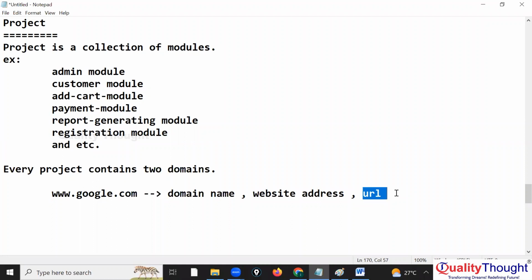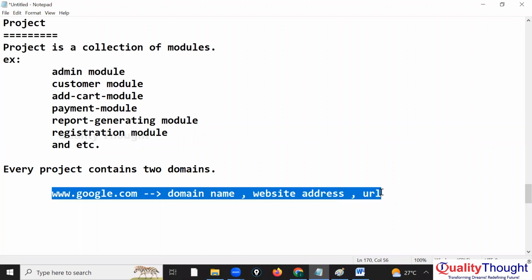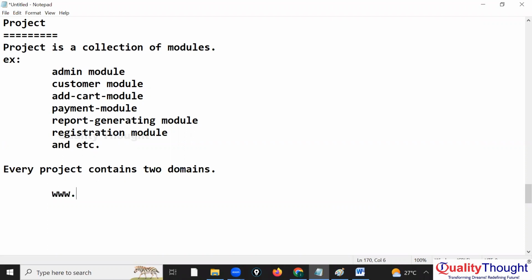Some people say www.google.com is known as the domain name, some say website address, some say URL. For example, our institute also has one website, www.ihubtalent.com. This is our website address. Some people will say website address, some will say URL, some will say domain name. Domain name it is.